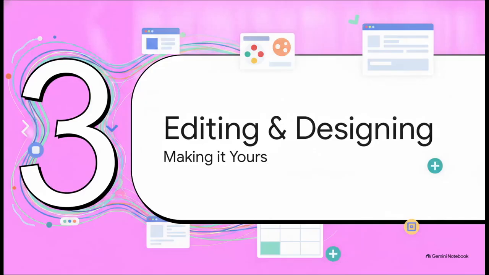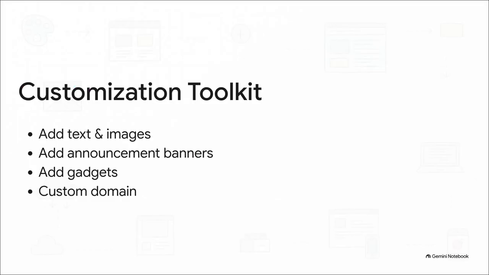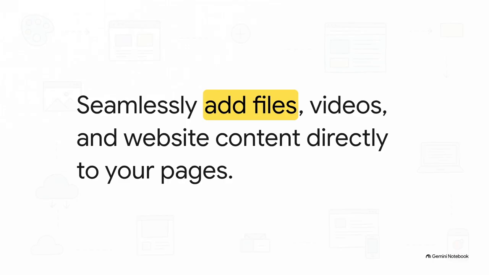And now for the really fun part, section 3, editing and designing, making it yours. The big takeaway here is the sheer size of the customization toolkit. The docs show you how to add your core text and images, but it goes way beyond that. You can throw in announcement banners or embed interactive gadgets, like a dynamic Google Calendar for class schedules. Oh, and if you really want to level up, there's an entire guide on connecting a custom domain for your own professional web address.